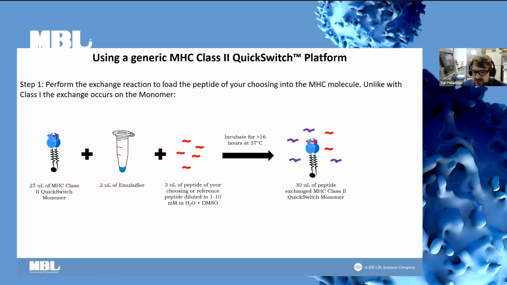Unlike the Class 1 kit, you're going to have to incubate this exchange reaction for at least 16 hours at 37 degrees. And at this point, the MHC molecules have been exchanged and can be used for other applications that do not require the generation of a tetramer. Each MHC Class 2 monomer in our kits is biotinylated. So if you want to coat, let's say, a well in a 96 well plate with immobilized streptavidin, then you can use this monomer for that purpose.